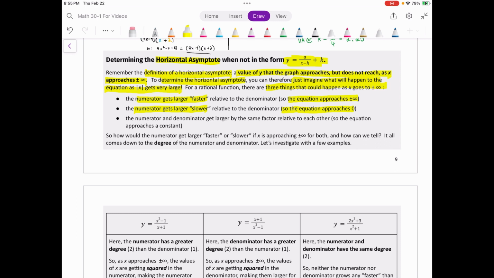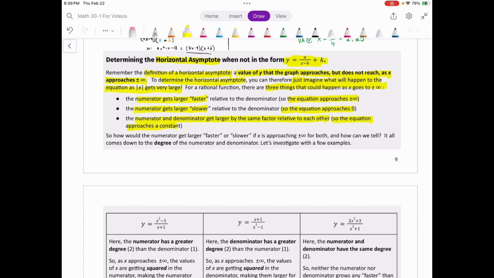And so as x goes to infinity, the denominator is just getting larger and larger relative to the numerator, meaning that our fraction is getting smaller and smaller and closer and closer to 0. So that could happen. The numerator and the denominator might get larger by the same factor relative to each other. So as x gets larger and larger, the numerator gets larger and larger, the denominator gets larger and larger, and they do it kind of at a similar rate. And so in that case, the equation is going to approach a constant. One isn't really pulling ahead of the other.